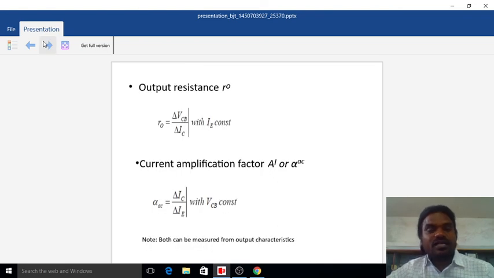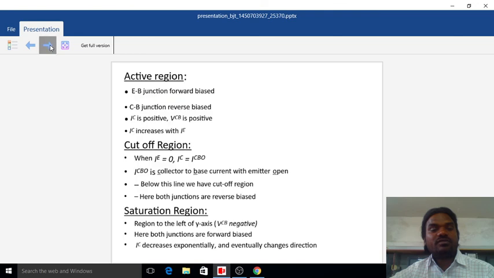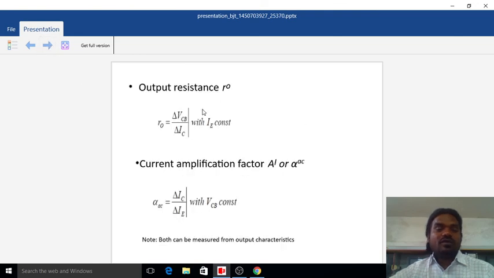From the output characteristics we can calculate the output resistance and the current amplification factor, whereas from the input characteristics we have studied the input resistance and the voltage amplification factor. From the input side we have calculated input resistance and voltage amplification factor. From the output side, what are we calculating? Output resistance and the current amplification factor.